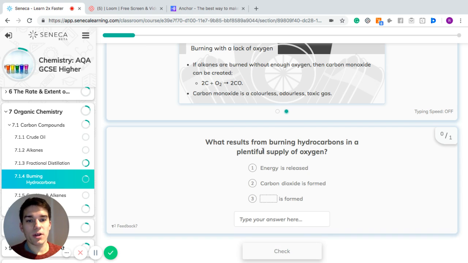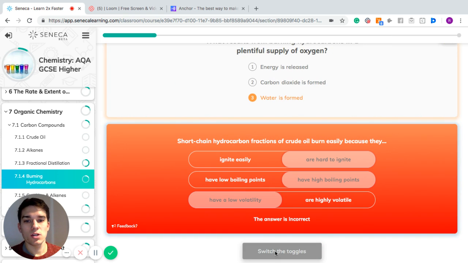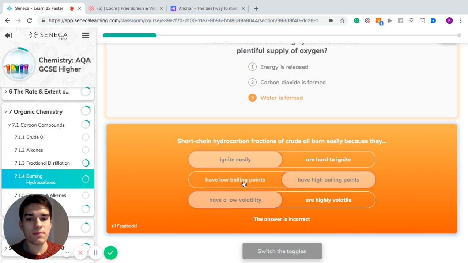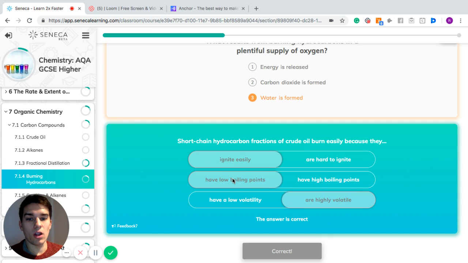So what results from the burning of hydrocarbons in a plentiful supply of oxygen? So energy is released, carbon dioxide is formed, and water is formed. Short-chain hydrocarbon fractions of crude oil burn easily because they ignite easily and they are highly volatile and they have low boiling points.